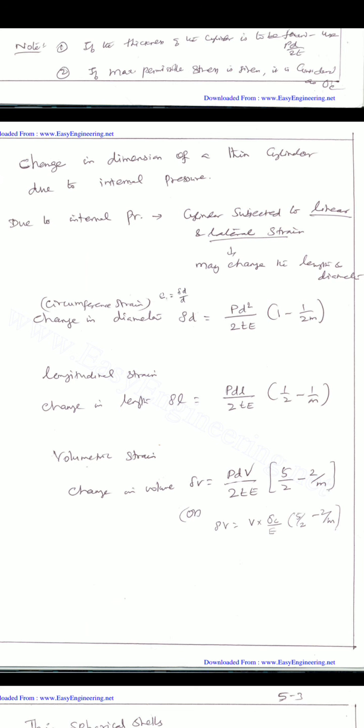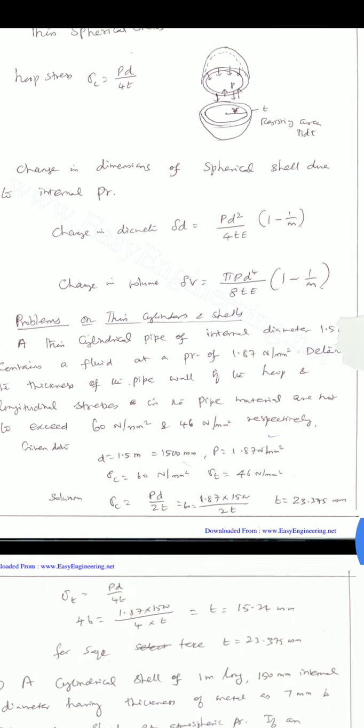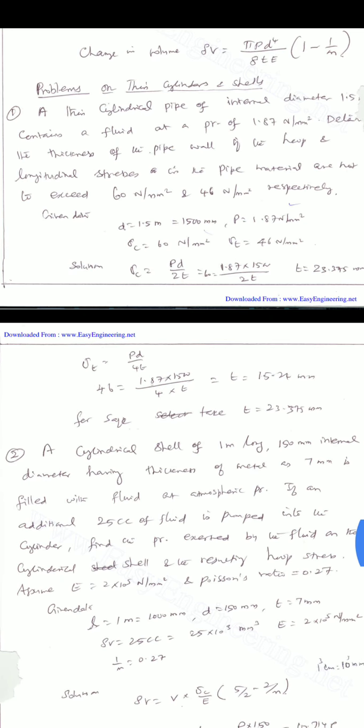Then change in length, del L equal to P into D into L divided by 2tE into 1 by 2 minus 1 by m. Then the next one is change in volume, del V equal to PD into V divided by 2tE multiplied by 5 by 2 minus 2 by m. Mu or 1 by m is already known as the Poisson ratio. Another form of change in volume is del V equal to V into sigma suffix C divided by E into 5 by 2 minus 2 by m. Based on these formulas, we have to see the problem for thin cylinder.